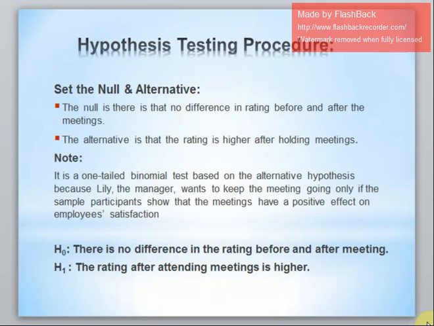So we follow the hypothesis testing procedure to set the null and our alternative. The null is that there is no difference in rating before and after the meetings, and our alternative is that the rating is higher after holding meetings. It is a one-tailed test based on the alternative hypothesis because Lily, the manager, wants to keep the meetings going only if the sample participants show that the meetings have a positive effect on employee satisfaction. So our null is there is no difference in the rating before and after meeting, and our alternative is that the rating after attending meeting is higher.